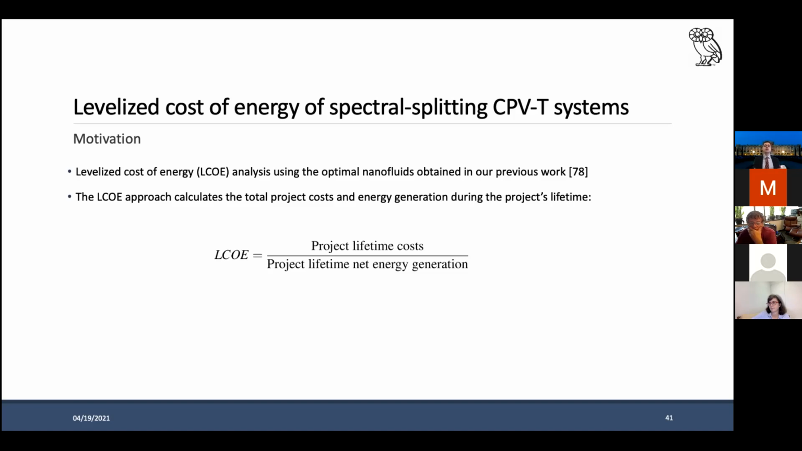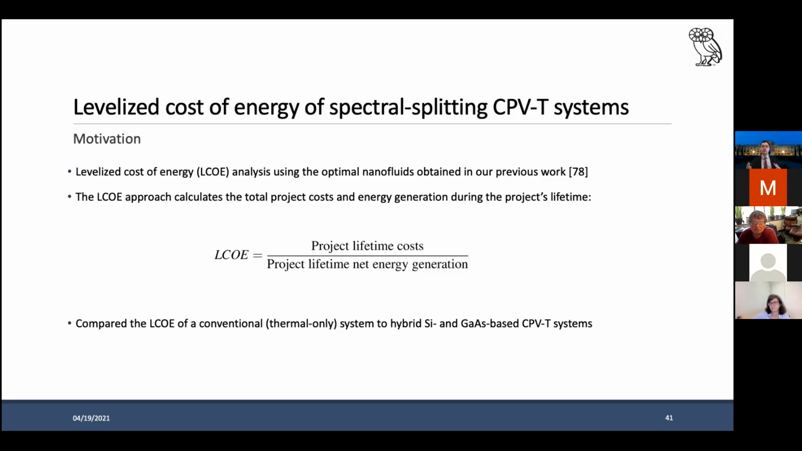This approach has been extensively used in the energy industry and is calculated as the ratio of the project lifetime costs to the project lifetime net energy generation. In our analysis, we compared the LCOE of a conventional parabolic trough system to spectral splitting CPVT systems using silicon and gallium arsenide solar cells.